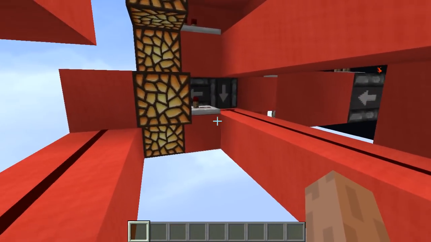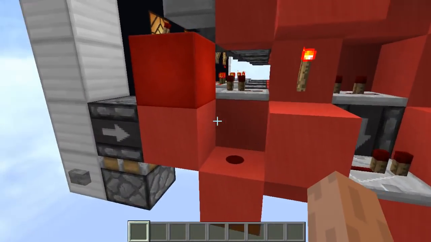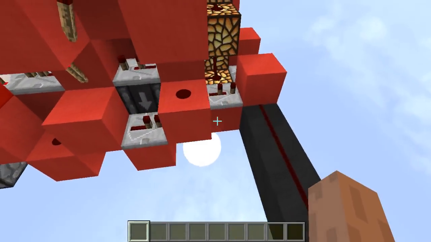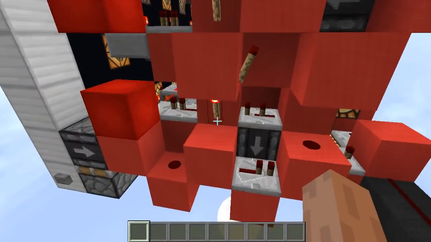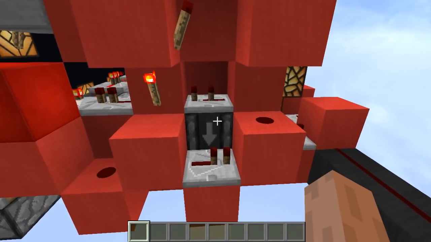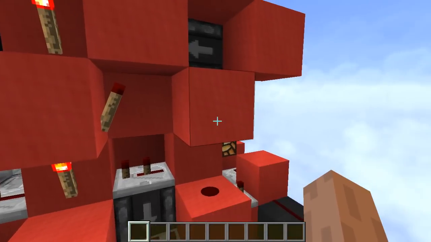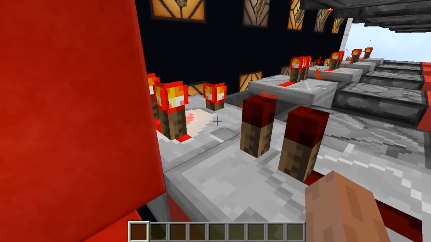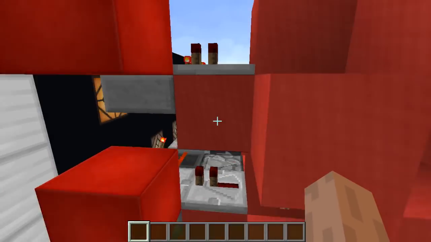So I start by sending, let's check in here, I start by sending a signal to this comparator, which means we read this line at the bottom first. Then we add some delay. All this thing here is to add delay. So we send the signal to the bottom portion of the circuit, then we use those torches to climb up, and then we send the same signal to the next line, and then to the next line, and so on.